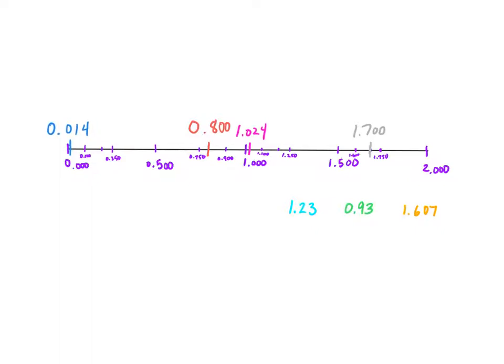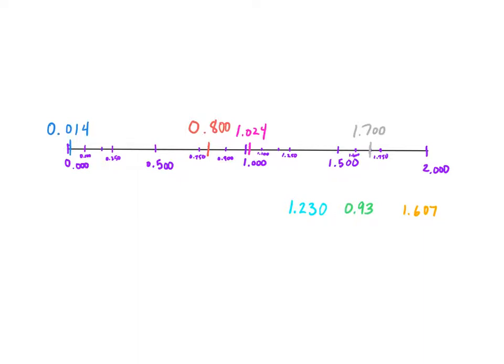My next decimal is 1 and 23 hundredths. I'm going to place a 0 in the thousandths place. And now I can compare. It is greater than 1 whole, but it is less than 1 and 1/2 because 1 and 1/2 has a 5 in the tenths place.